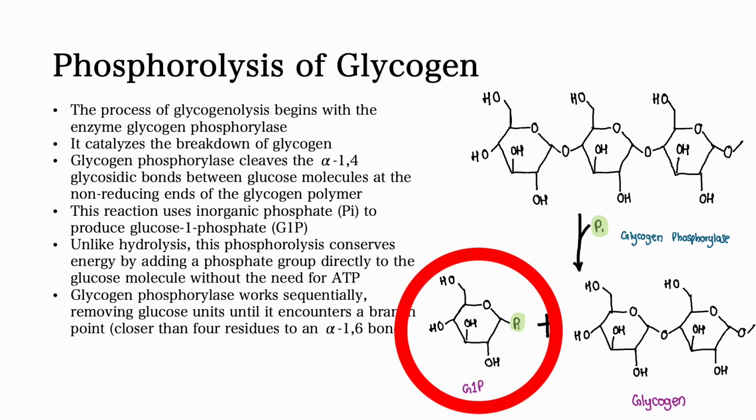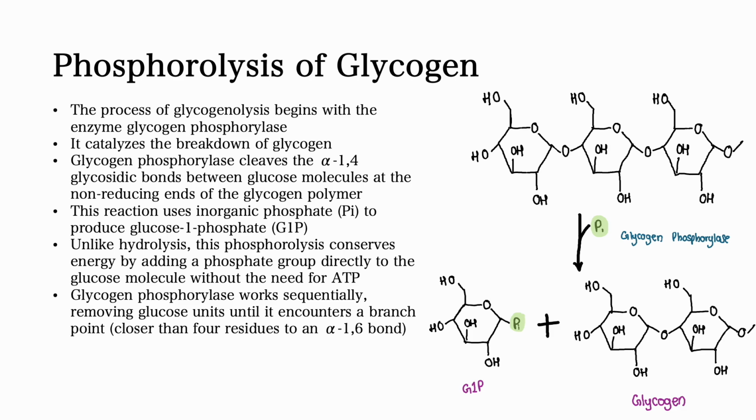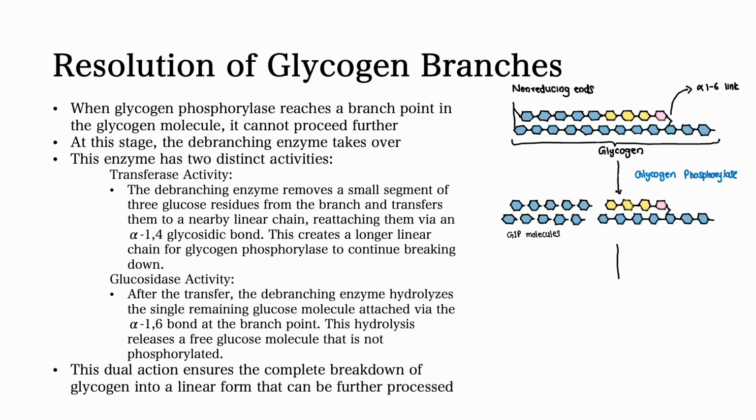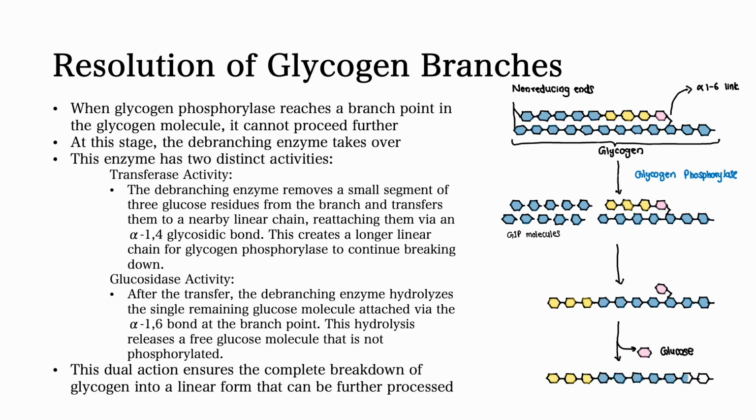Unlike hydrolysis, this phosphorylysis conserves energy by adding a phosphate group directly into the glucose molecule without the need for ATP. Glycogen phosphorylase works sequentially, removing glucose units until it encounters a branch point. Step 2. Resolution of glycogen branches. When glycogen phosphorylase reaches a branch point in the glycogen molecule, it cannot proceed further. At this stage, the debranching enzyme takes over.